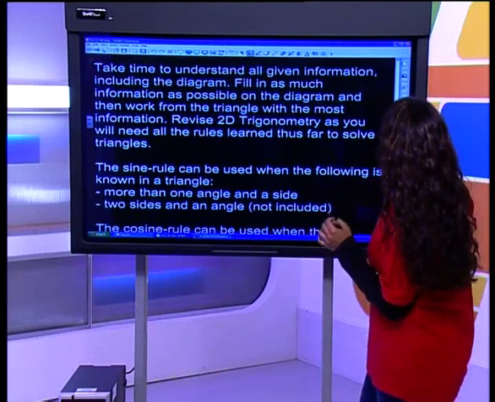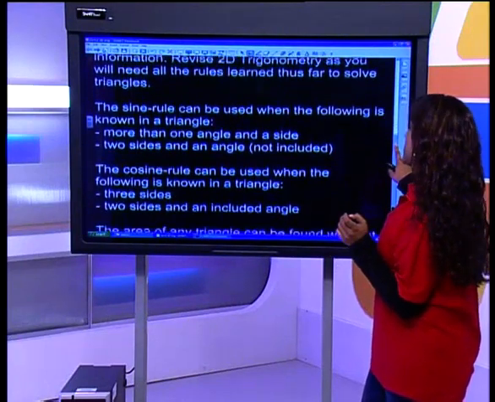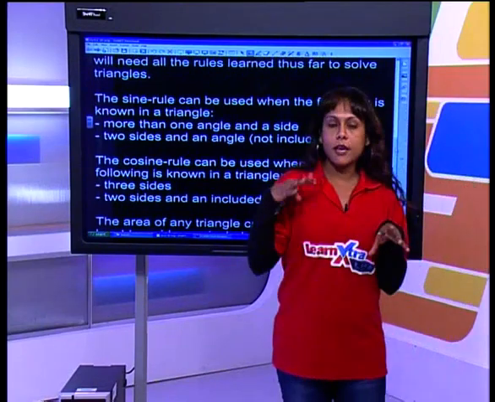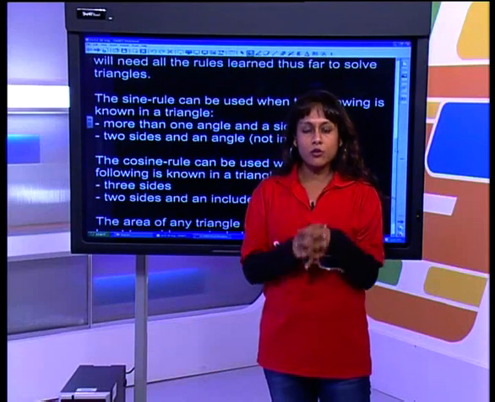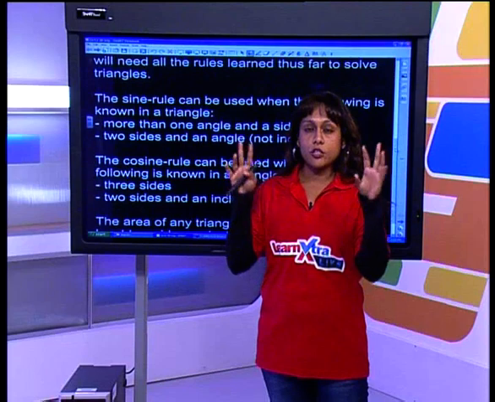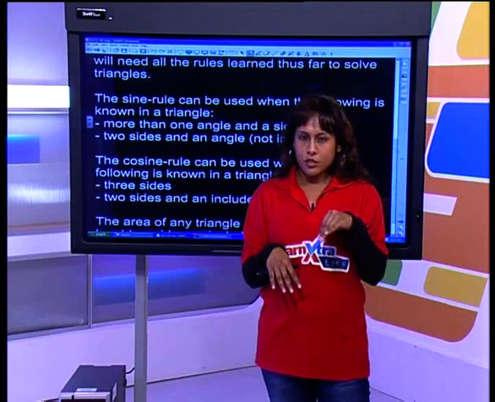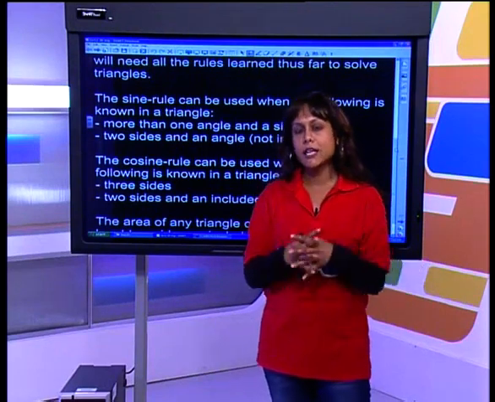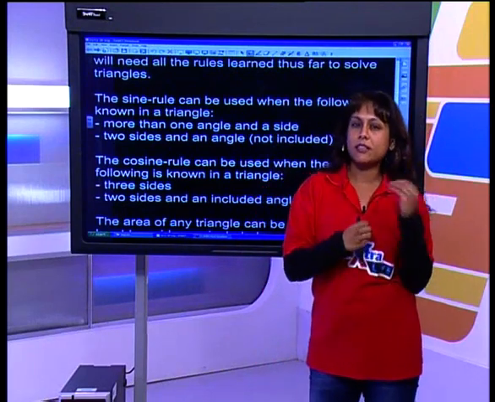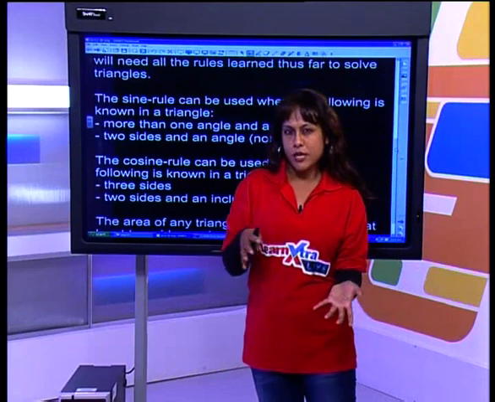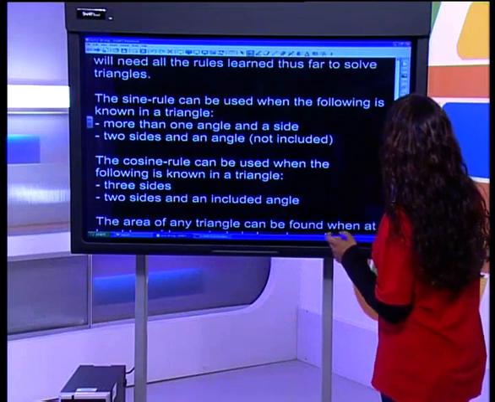You need to know all of your two-dimensional trigonometry, as you will need all of the rules that you have learned. You'll remember that you started in grade 10 with 90-degree triangles. In those triangles, we taught you to solve using sine of theta is opposite over hypotenuse, cos is adjacent over hypotenuse, and tan is opposite over adjacent. But as you got into grade 11 and 12, you saw that you don't need a 90-degree triangle to be able to solve the triangle. That's when you use the sine, cos, and area rules, which is what we're going to quickly revise.